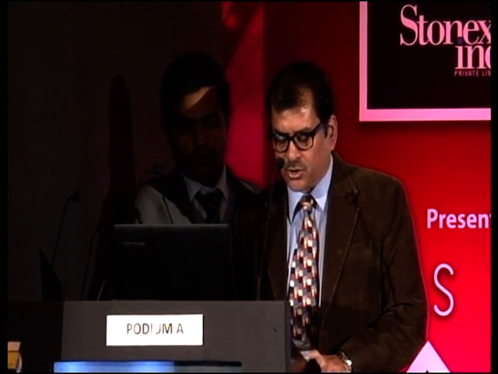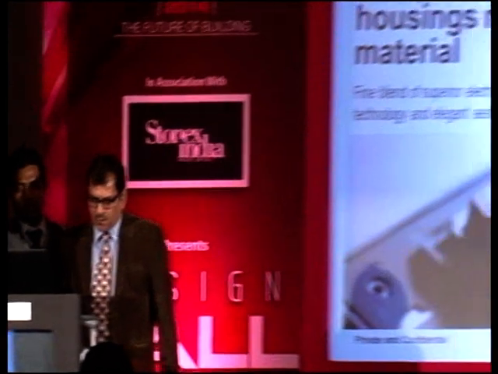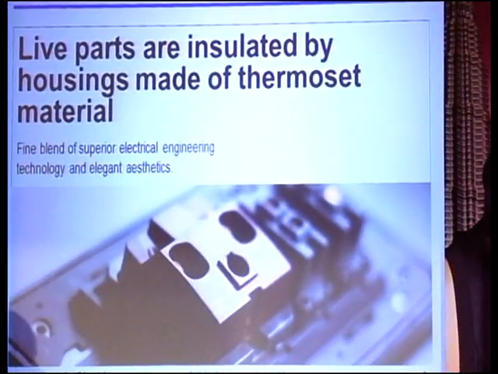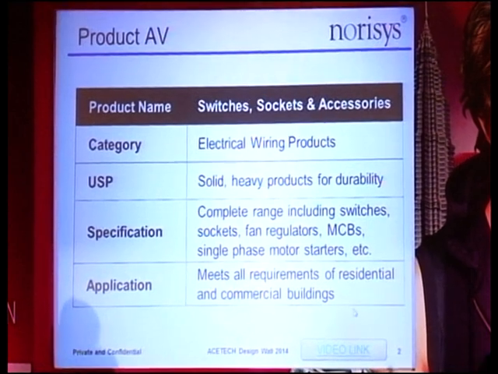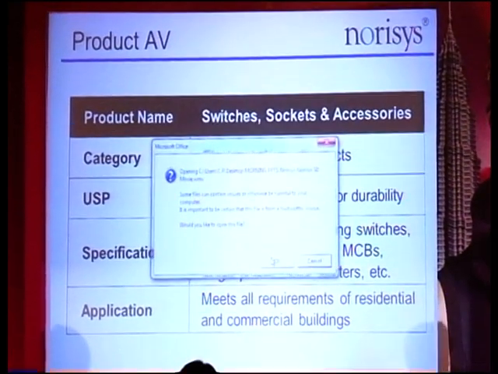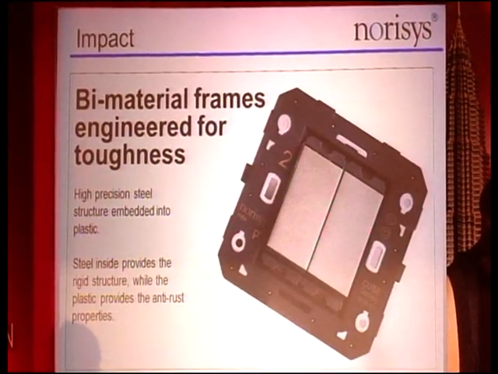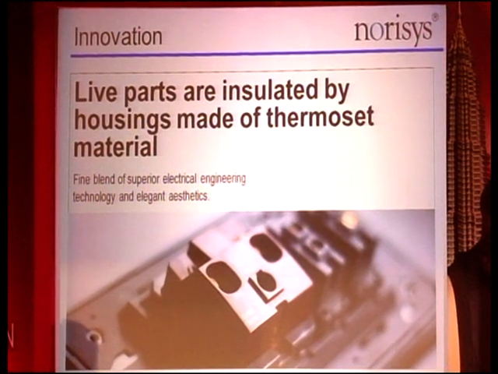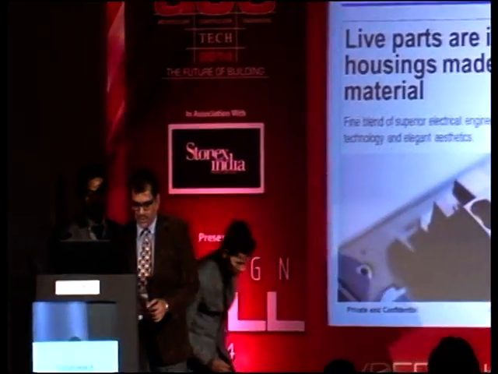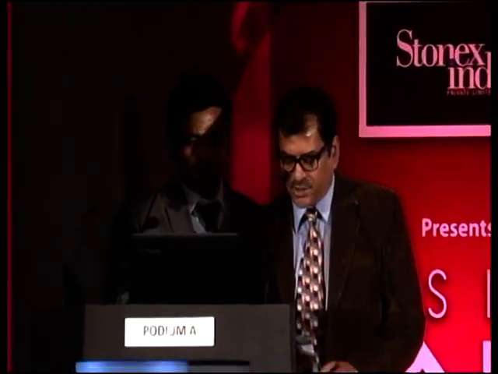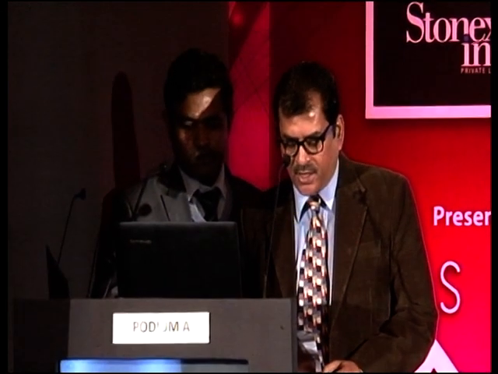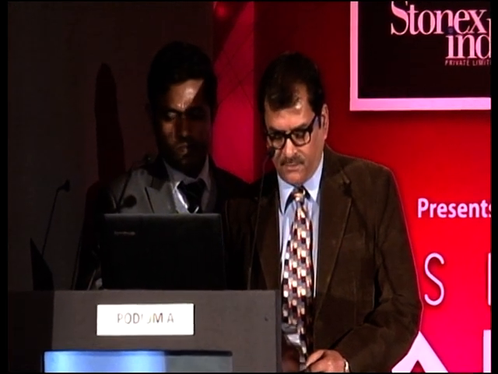Norris's products are all solid, heavy products designed for durability. Due to constraint of time, I am skipping the AV and just featuring the highlights of my products. The unique feature of the Cube series lies in its use of thermoset material. Thermoset material has a property that it does not melt on heating, as against the commonly used thermoplastic material. In the Cube series, the current carrying parts are insulated by the thermoset material. This greatly enhances the current handling capacity of the product, making it extremely sturdy in operation.